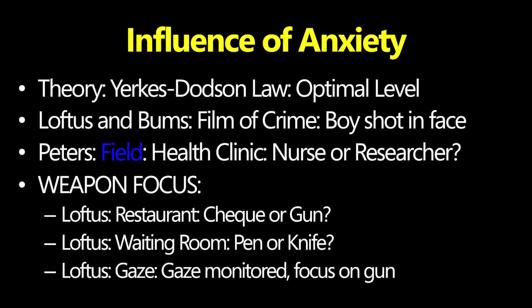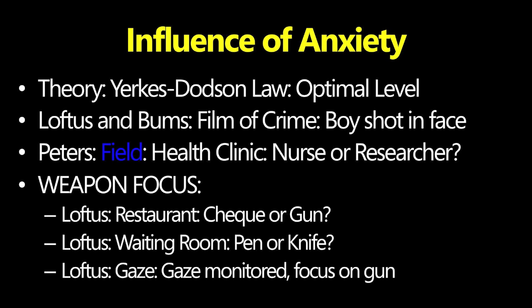Now, the last one, which I think is a pretty awesome one, is Loftus's gaze study, where the gaze of the participants is monitored when they were shown a film of a crime, and it showed that their gaze was on the gun, and they were less able to identify the robber and record fewer details of the crime than the participants who saw the film minus the gun, which again shows that they've been looking at the weapon, because they're ninjas like that.